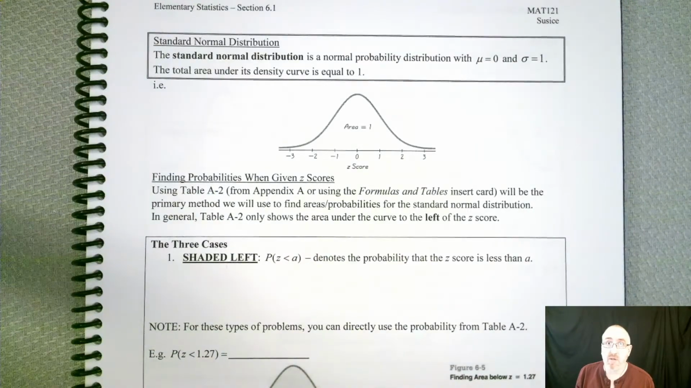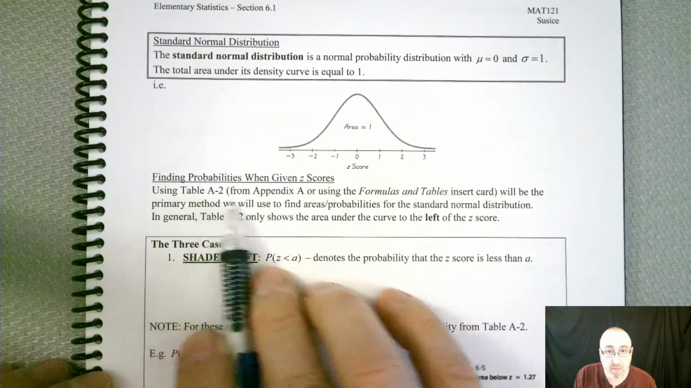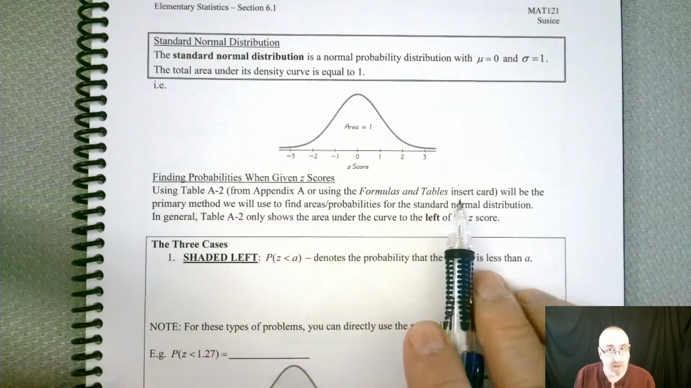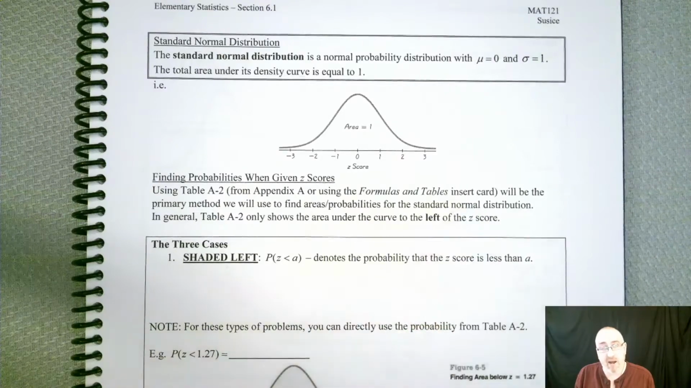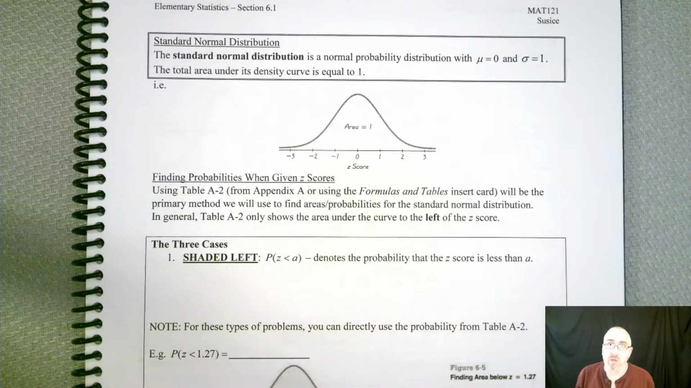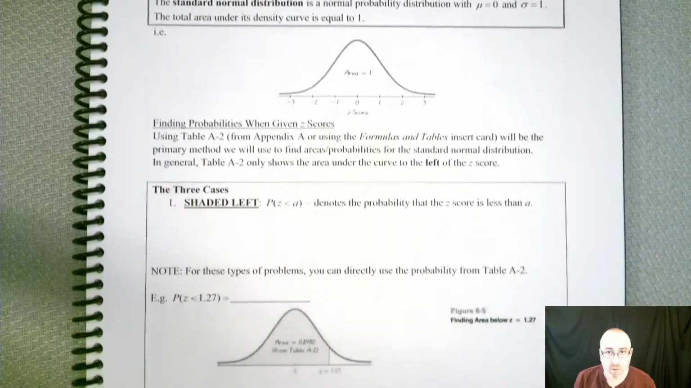When that happens, then we can use a couple of tables that are in the back of your book. So table A2 from Appendix A, or using the formula and tables insert card. So you have it on the insert card, and you have it in the appendix, and you also have it in the back of your textbook as well. The back cover are your tables as well. So we're going to use those to analyze 3 different cases of probability problems. So let's go through all of those.